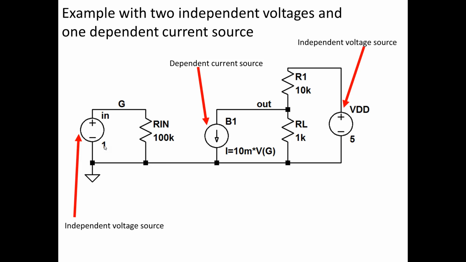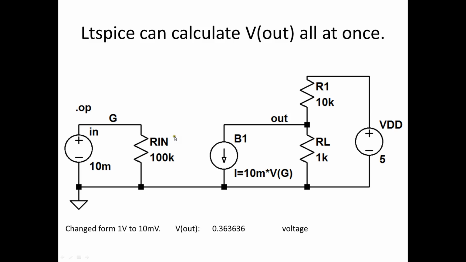So let's analyze it. Well, LTspice can just calculate it all at once. I just so you know, though, I changed 1 volt to 10 millivolts here, and I get Vout equals 0.363636 volts. Okay.